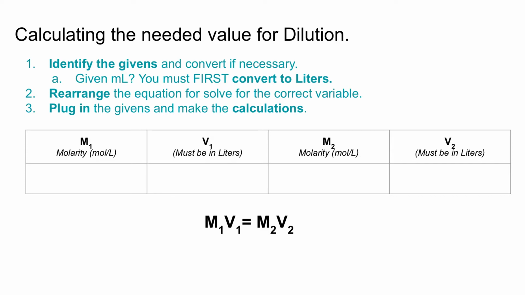So calculate the needed value for dilution. Identify the givens and convert if necessary. So if you're given milliliters, you must first convert to liters, and then rearrange the equation to solve for the correct variable, and then plug in your givens and make the calculations.